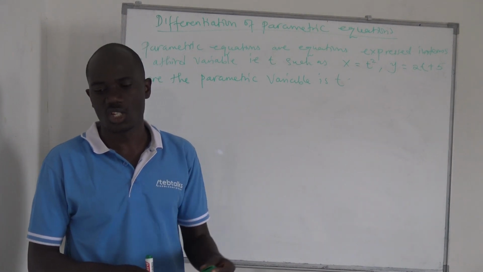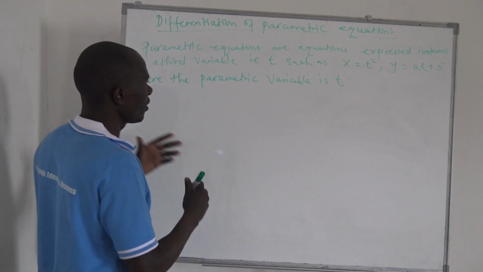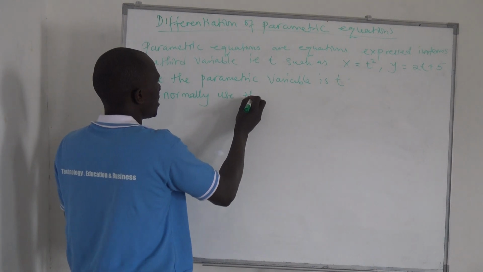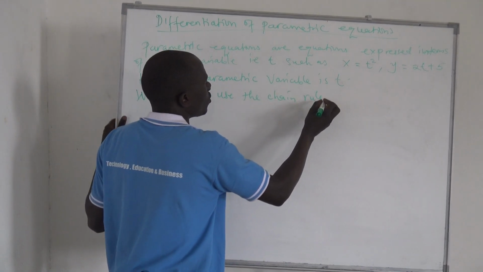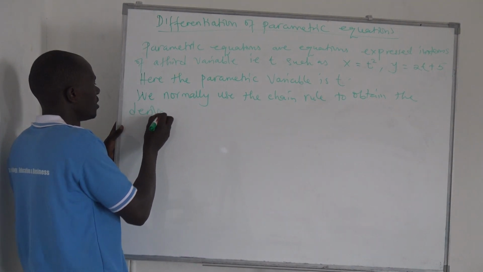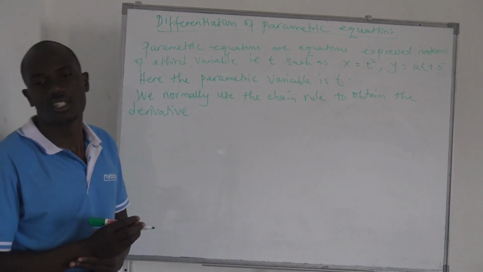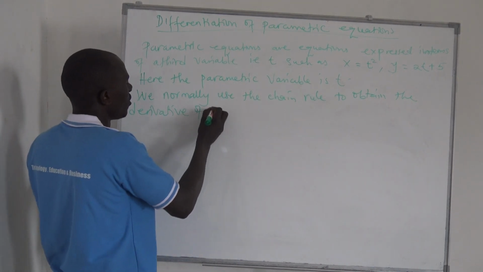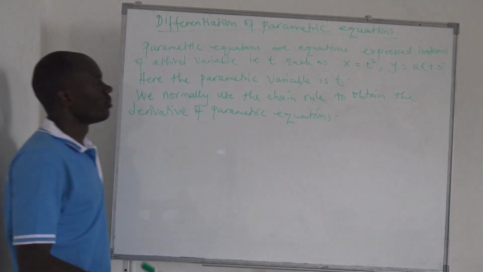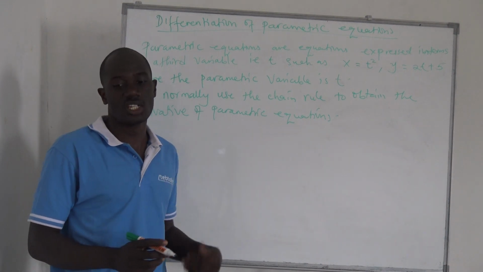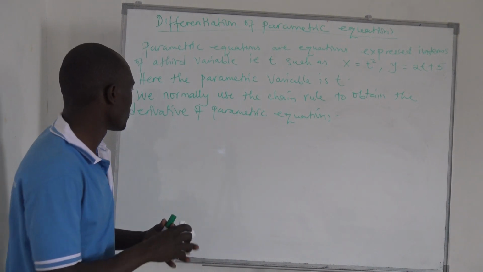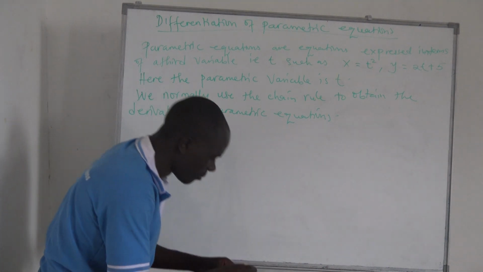And in this case, when we are differentiating these, we normally use the chain rule to obtain the derivatives of these equations, the derivatives of parametric equations. The other time we looked at the chain rule, which we handled. So we are going to look at examples. We are going to do as many examples as possible.